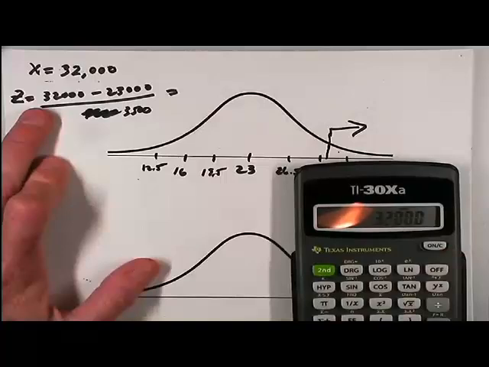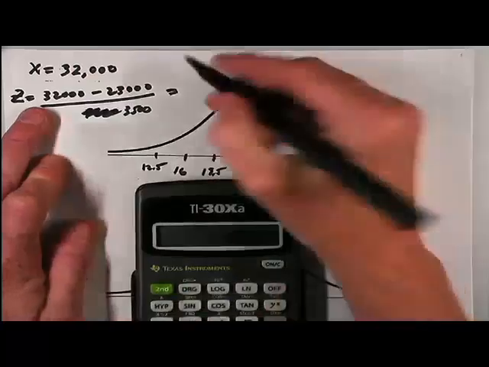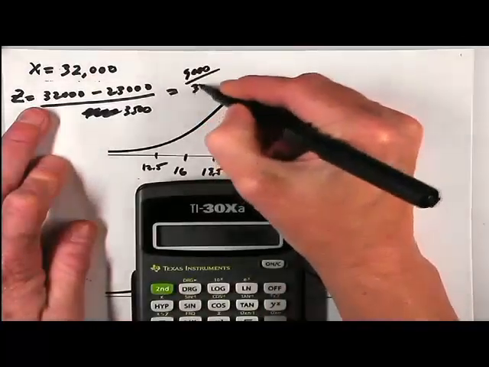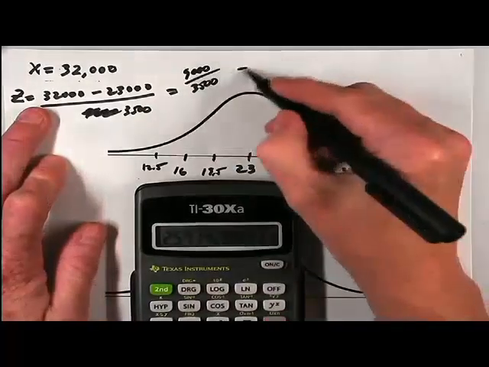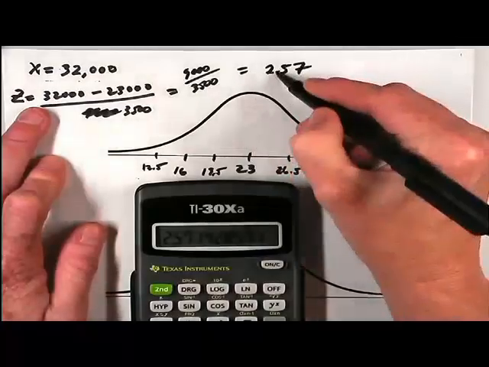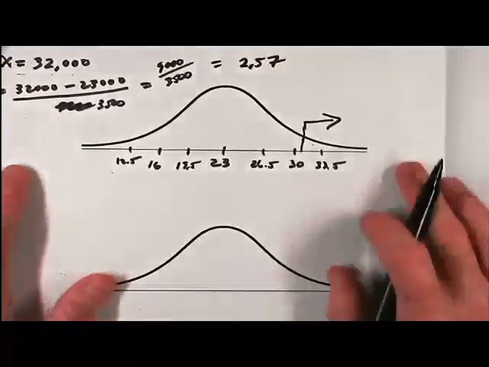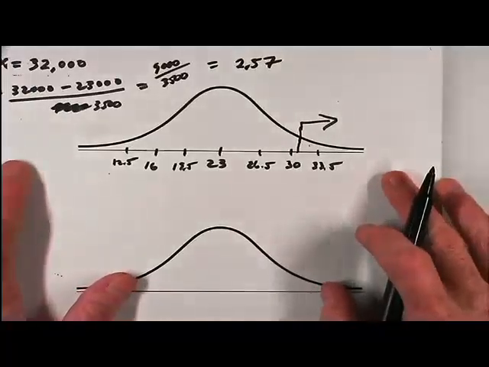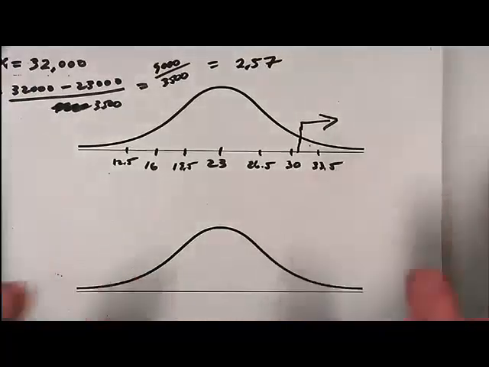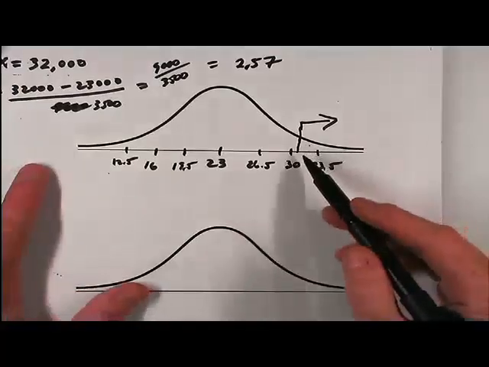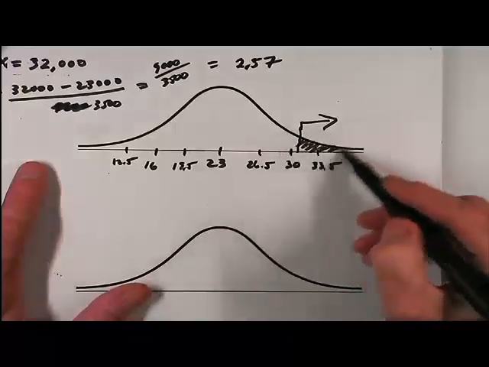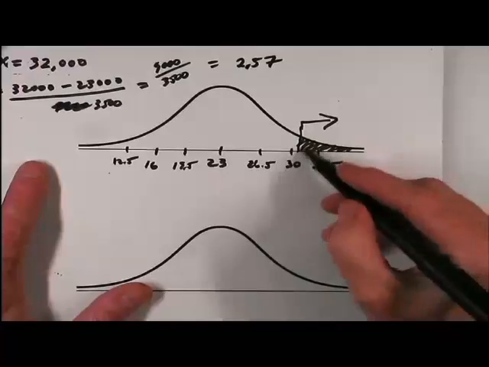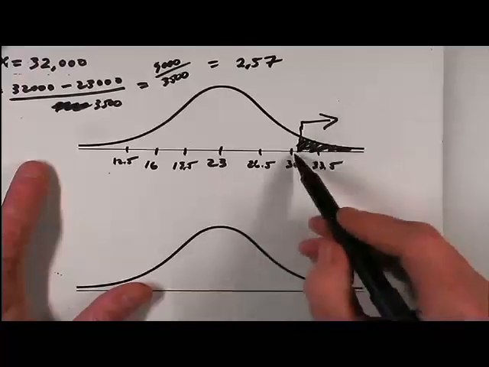So 32,000 minus 23,000 is 9,000 divided by 3,500. So we're going to have 2.57. Okay. Now, what did I ask? I asked what percentage of cars were at that spot and above, right? So 2.57, okay, that spot and above.